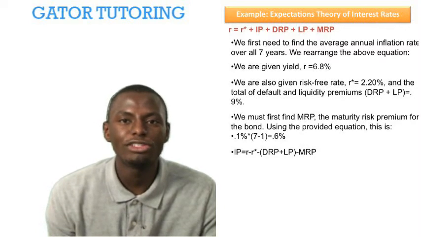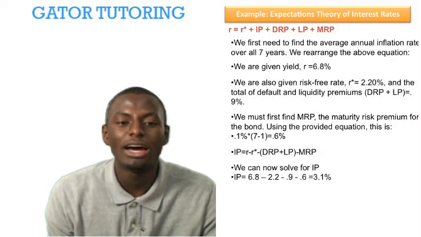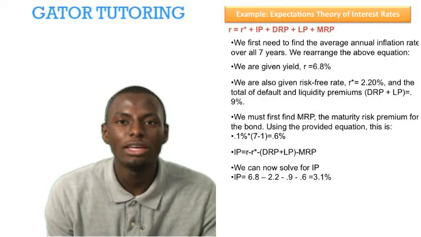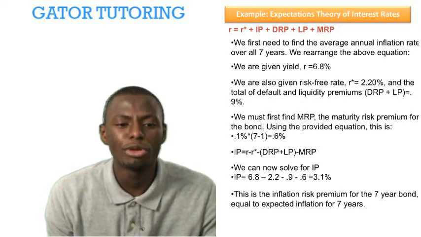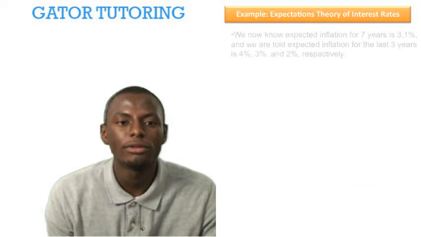We can now rearrange the above equation, and we find that IP equals R minus R star minus the quantity of DRP plus LP minus MRP. We can now solve for IP, the inflation risk premium, which is 6.8 minus 2.2 minus 0.9 minus 0.6 equals 3.1%. This is the inflation risk premium for the 7-year bond, which is equal to expected inflation over the entire 7-year life of the bond.